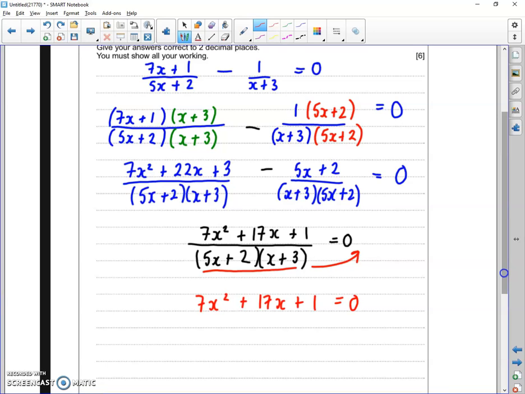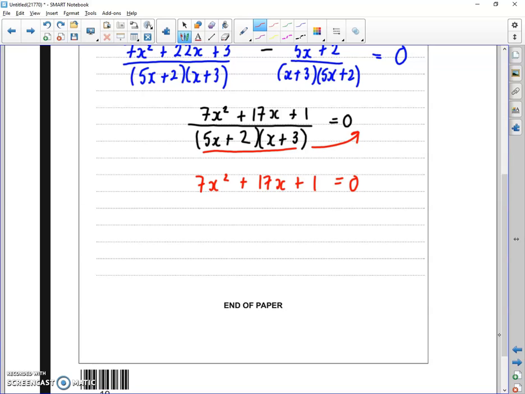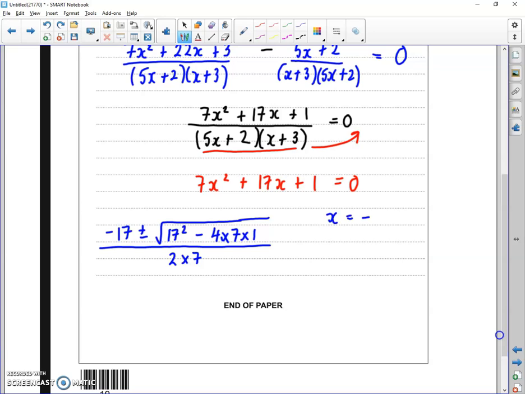is that. Now it's calculator paper, it's said to solve to 2 decimal places, so this is the quadratic formula now. So minus b, so minus 17, plus or minus the square root of 17 squared minus 4ac, so 4 times 7 times 1. There's no minuses, which makes this much easier. If there were minuses, you'd have to be very careful. All over 2a, which is 2 times 7. Your two solutions that you should get from there are x equals minus 0.06 for one of the solutions, and x equals minus 2.37, and that is the end of the paper.